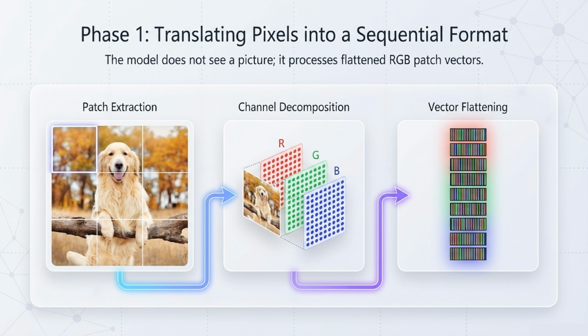Let's walk through the pipeline. Phase 1 is translating pixels into a sequential format. Remember, the model does not actually see a picture, it processes flattened RGB patch vectors. We start with patch extraction, move into channel decomposition for red, green, and blue, and finally flatten these into a 1D sequence of vectors.